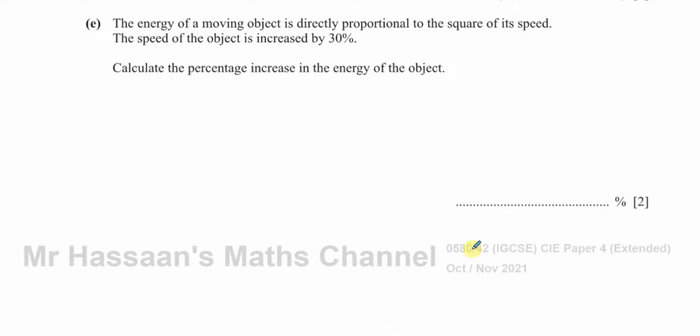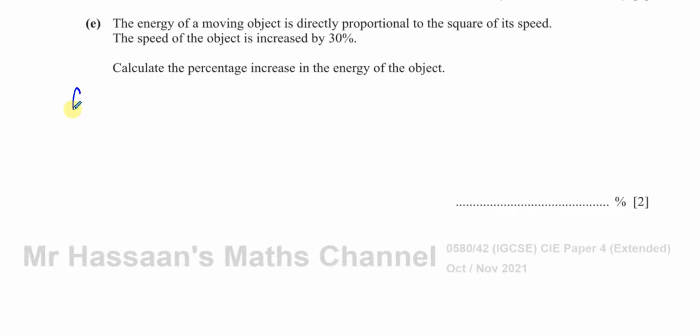Okay, welcome back. I'm now answering part E from the October-November 2021 paper 4-2 International GCSE 0580 syllabus. And this question, part E, is about variation. It says the energy of a moving object is directly proportional to the square of its speed. The speed of the object is increased by 30%. Calculate the percentage increase in the energy of the object.